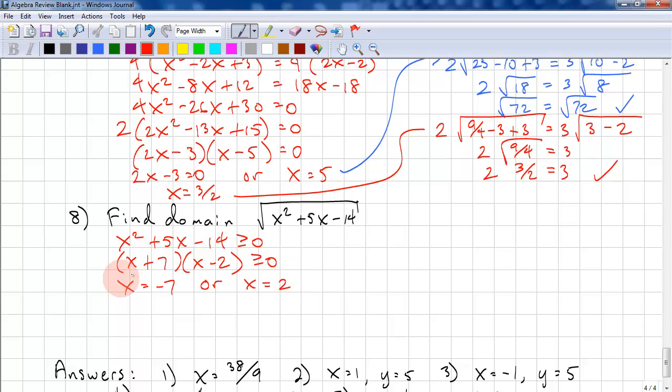To make both of these positive, we have to be bigger than the biggest value. So x is greater than or equal to 2. And to make these both negative, we need to be smaller than the smallest value. So x is less than or equal to negative 7. And this is our solution. We're looking at the most restrictive case. And that completes the solution key.